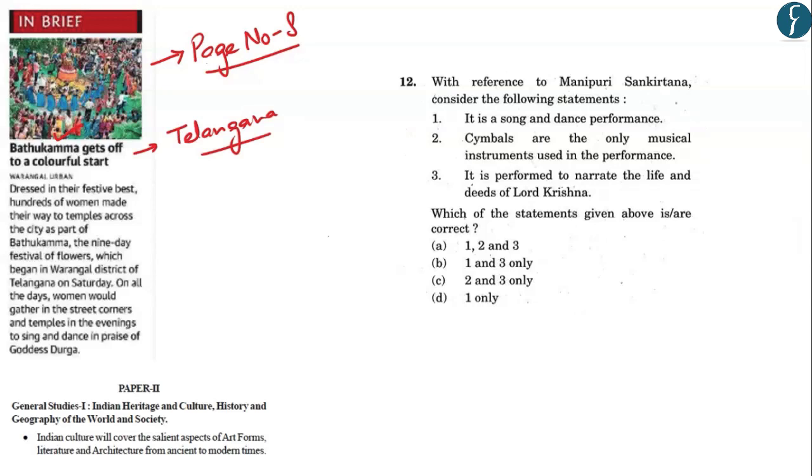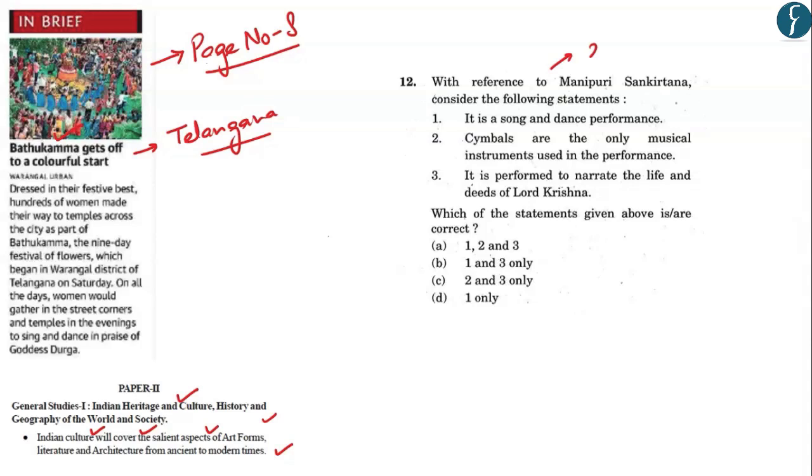In Mains, this will come under General Studies Paper 1, Indian Heritage and Culture, and it will be covered under Indian Culture, which will cover the salient aspects of art forms, literature, and architecture from ancient to modern times. Now, similar topics have been asked in recent examinations as well.